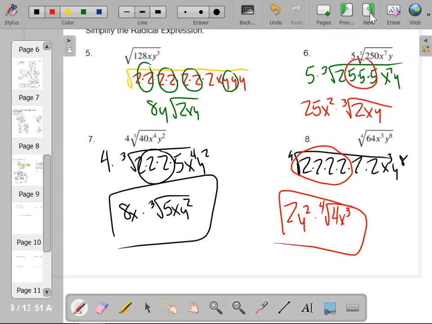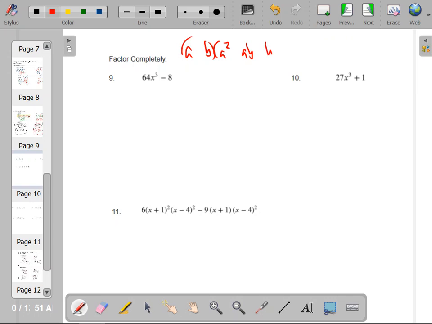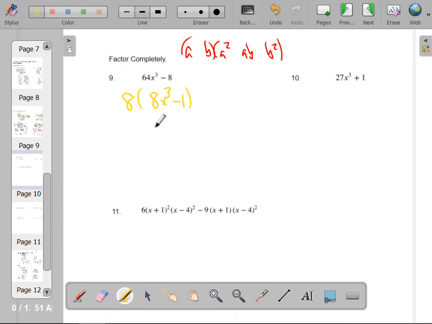Let's do a little factoring on the back. So factor completely. These first two, I think, are both sum and difference of cubes. This is a difference of cubes. If you don't remember the rule, it's a, b, a squared, ab, b squared. But when you factor everything, you're going to start with GCF. So bring out an 8. Now you have 8x cubed minus 1. So if you look at these, both are perfect cubes. 8 and 1 are both perfect cubes.